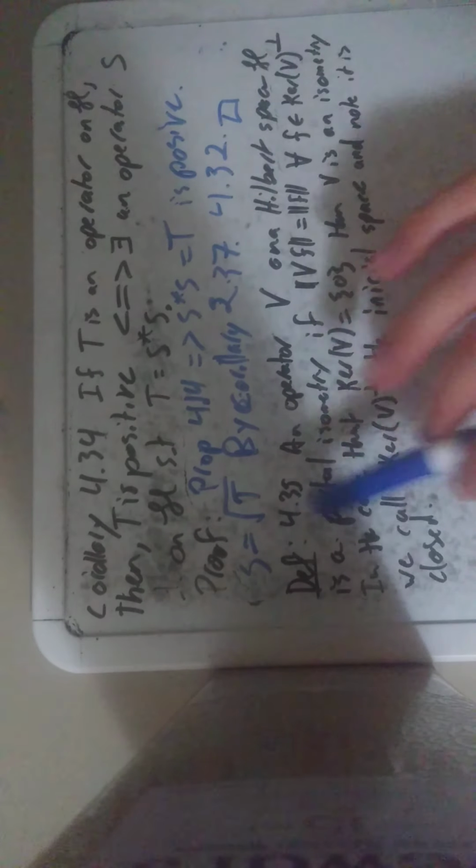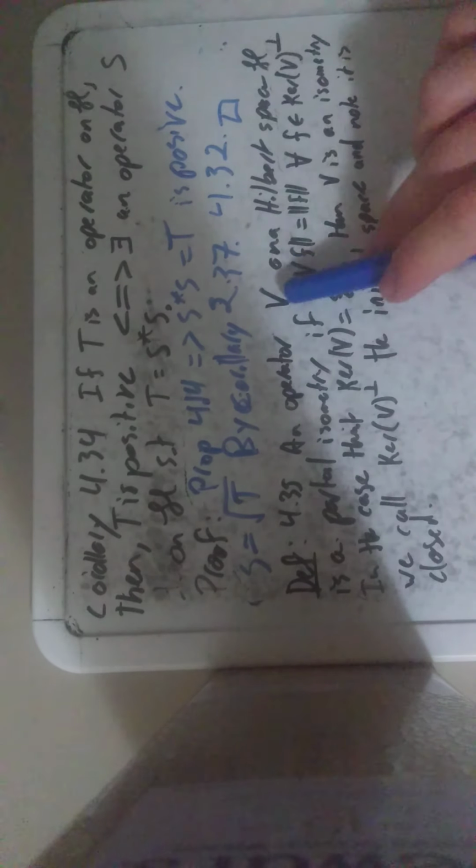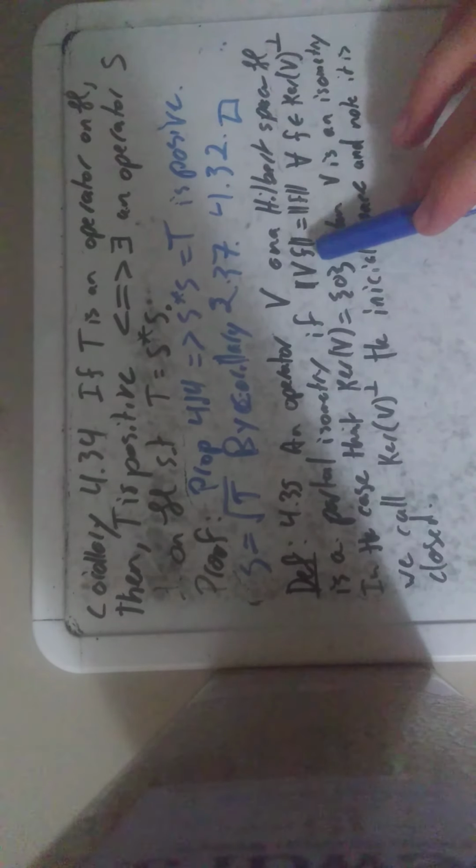So moving on to definition 4.35, an operator V on a Hilbert space H is a partial isometry if the norm of Vf is equal to the norm of f for all f in the orthogonal complement of the kernel of V. So in other words, it is an isometry on the orthogonal complement of the kernel of V. The book then notes that when the kernel equals 0, you just have that V is an isometry, so these definitions line up nicely when the kernel is trivial. We then give a name to the orthogonal complement of the kernel of V, which we call the initial space, and note that it is always closed.